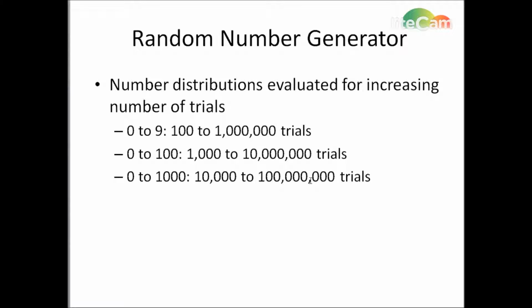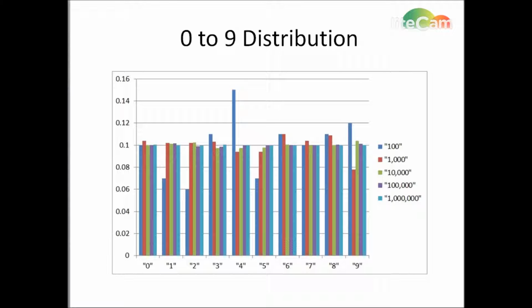0 to 9 was evaluated at 100 to 1 million trials. 0 to 100 was evaluated at 1000 to 10 million trials. 0 to 1000 was evaluated at 10,000 to 100 million trials.